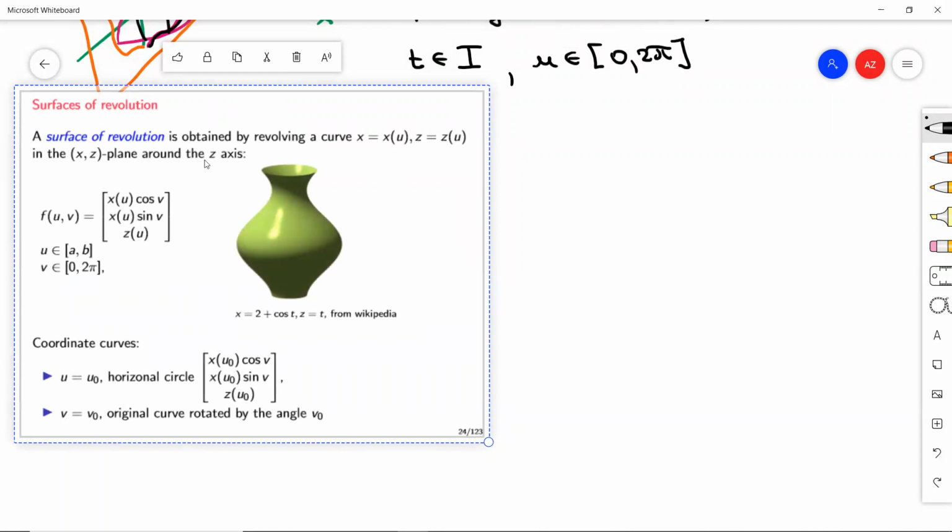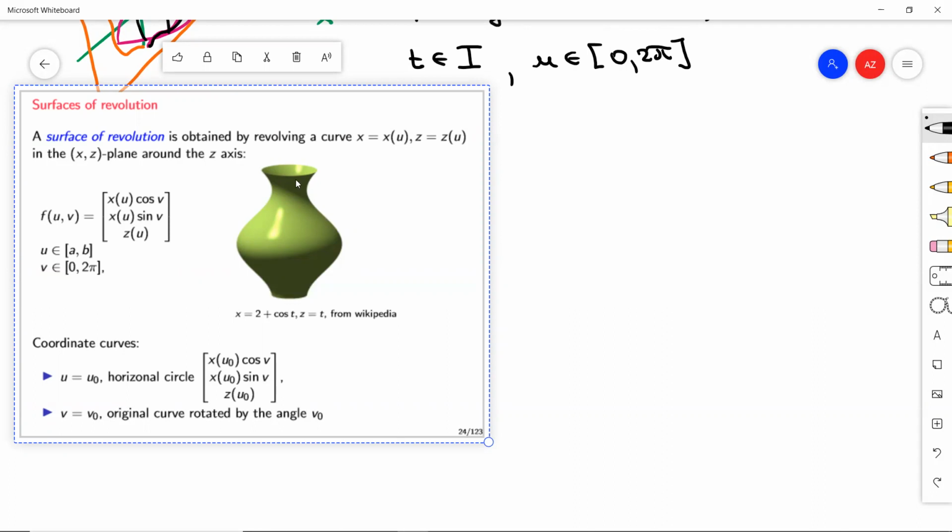Here we had a curve in the xz plane, so it was here x(u), z(u). This is this one, because x is this, y is this, and then z is this. So we had this curve in the xz plane, and then we rotated it around the z-axis. And what we get is this surface of revolution, this body.